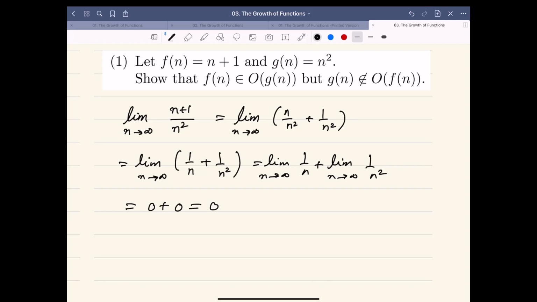Now since the answer is 0, remember we say that n squared grows faster than n plus 1. So we say that n plus 1 belongs to big O of n squared. And also the reverse is not true, because as we mentioned, if you use the limit, then if one function is big O of the other function, then the other function is impossible to be big O of the first function. And n squared is not big O of n plus 1.